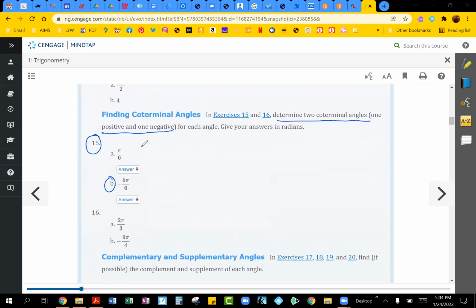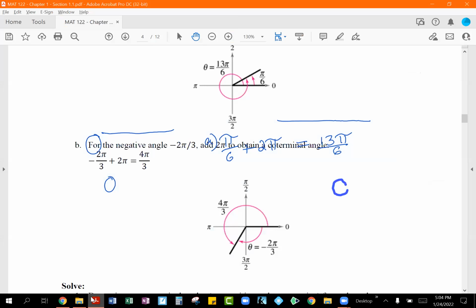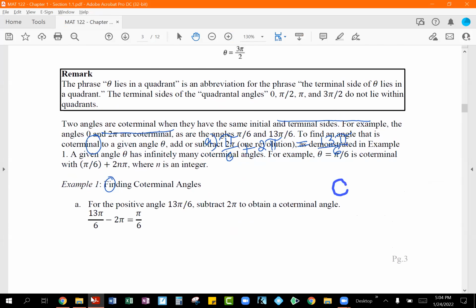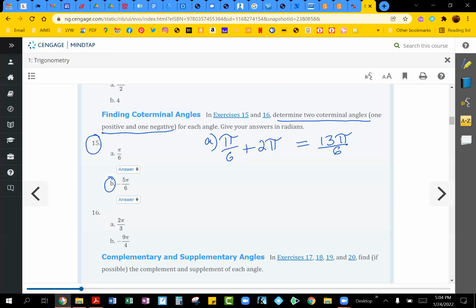If you go in the same direction, you can take that pi over 6 and just add a circle to it. So just add 2 pi, which means you went in the same direction. And this will lead you to 13 pi over 6, because this is the exact same angle you looked at in part A of the handout example. So that's going to be your positive angle.